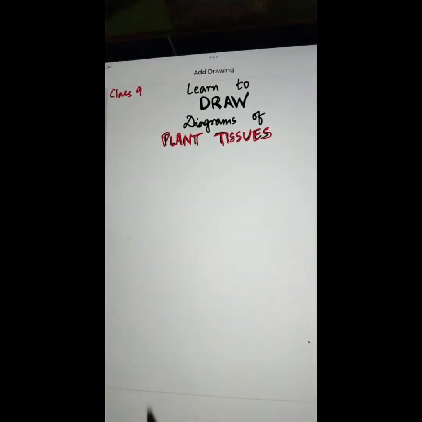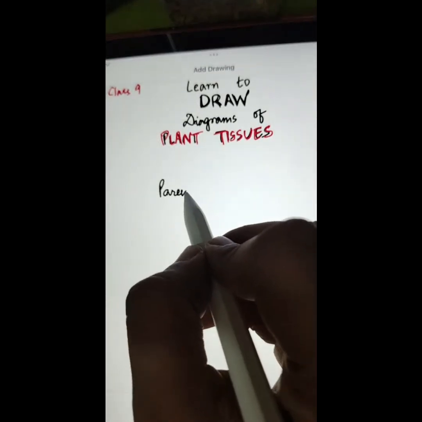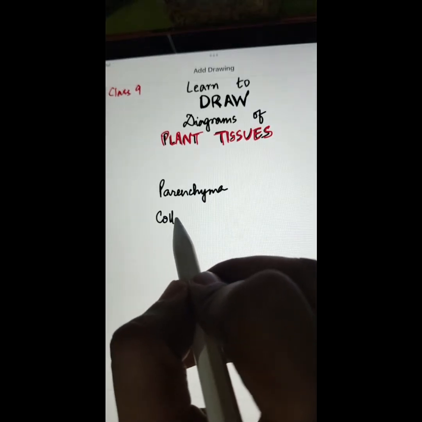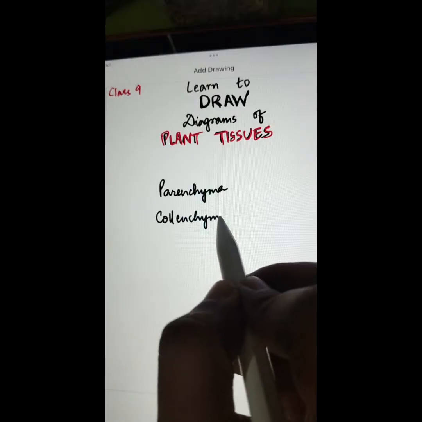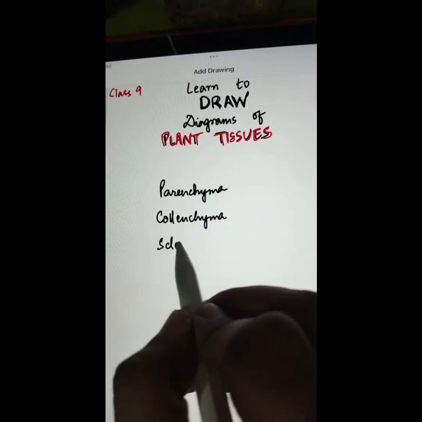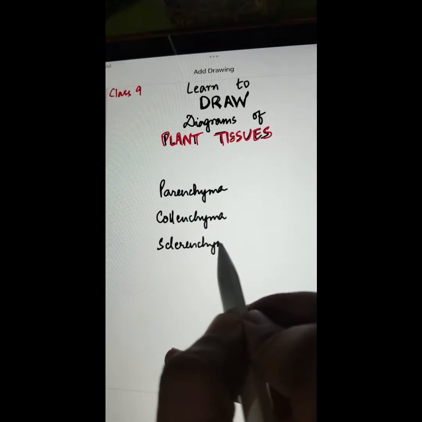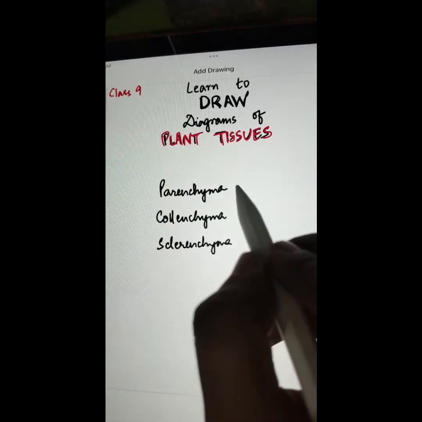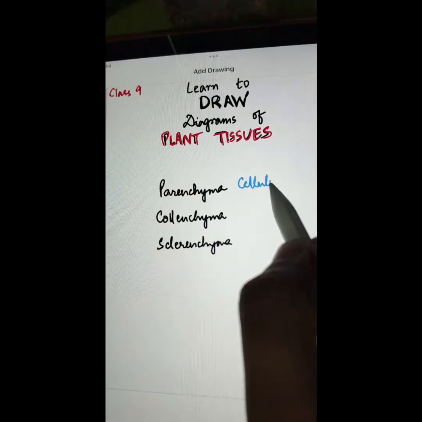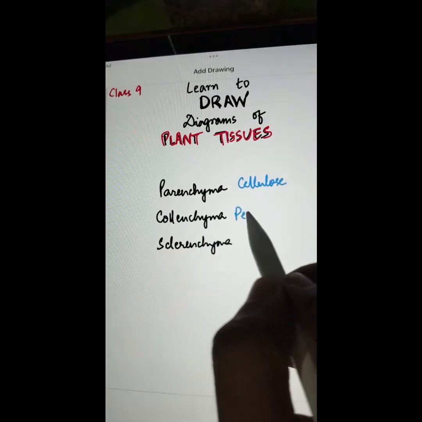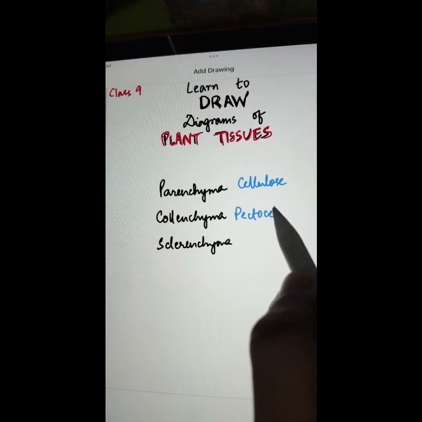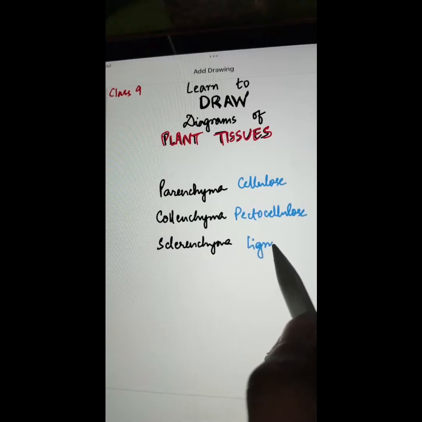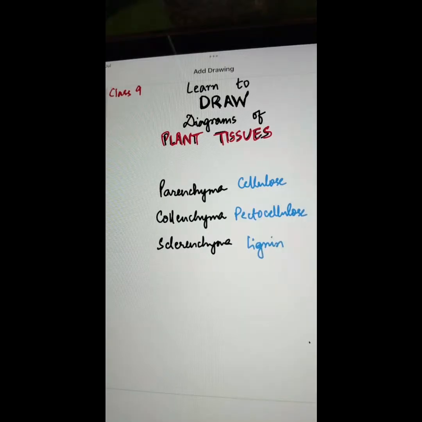You need to learn the thickening material that is there in parenchyma. Parenchyma is a simple permanent tissue, and so is collenchyma, along with sclerenchyma. All these three are simple permanent tissues. The thickening material in the case of parenchyma is cellulose. The thickening material in the case of collenchyma is pectocellulose. The thickening material in the case of sclerenchyma is lignin.